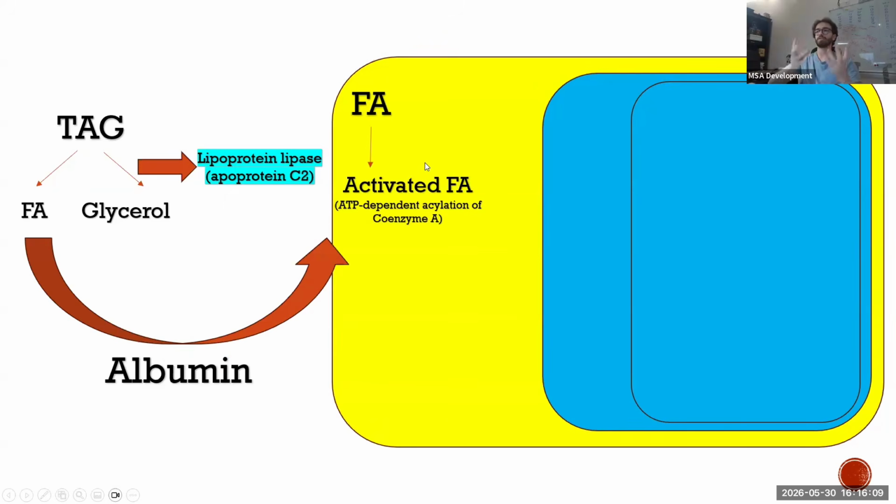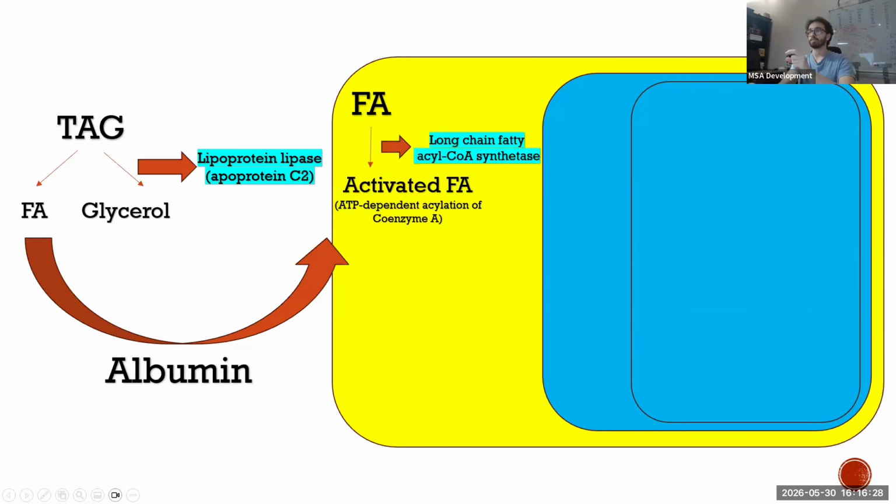What happens in this activation? We have ATP-dependent acylation of coenzyme A. You don't need to know the details of this. Just know that there is acylation of coenzyme A, and this causes fatty acids to be activated. Okay, what is the enzyme that does this acylation that will result in the activation of fatty acids?